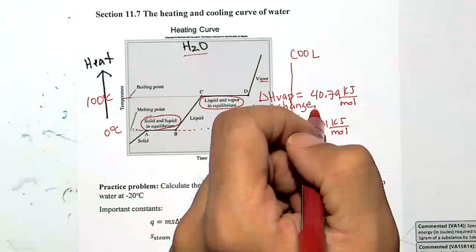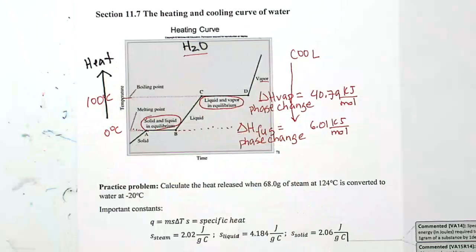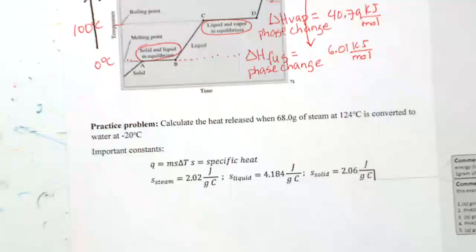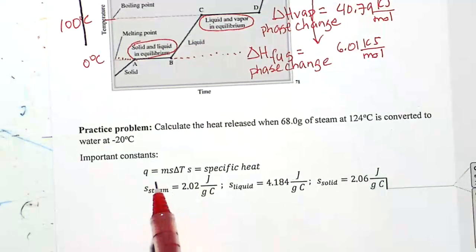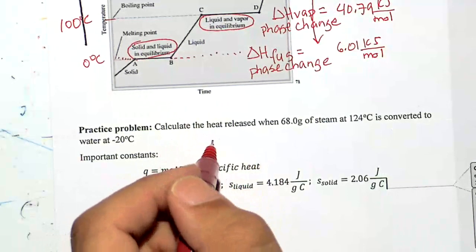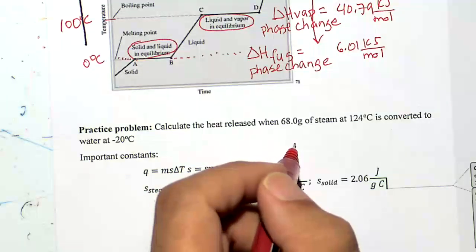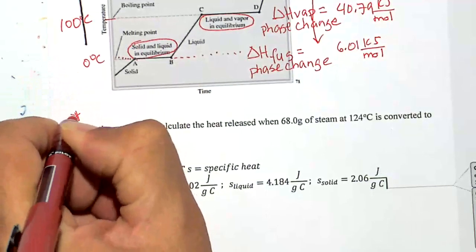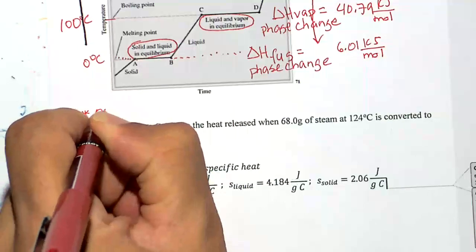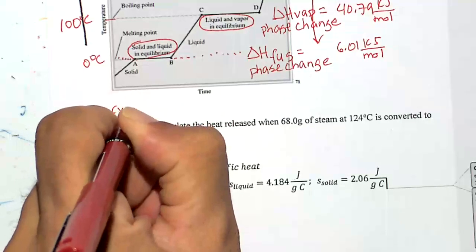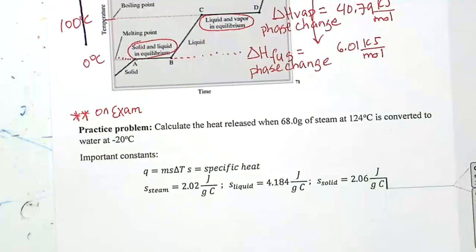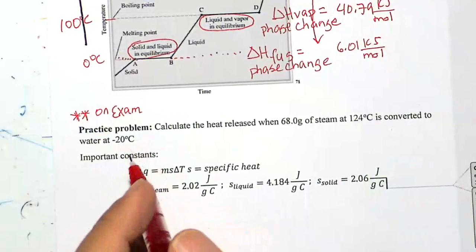That delta H vaporization, most of it is going to disrupt the hydrogen bonds of water. All right, so let's do this practice problem together. Something that's very similar will be on the test. Calculate the heat released when 68 grams of steam at 124 degrees C is converted to water at minus 20 degrees C. So something like this will be on the exam. We'll have the exam review, but for now, just know we'll put extra attention to this.